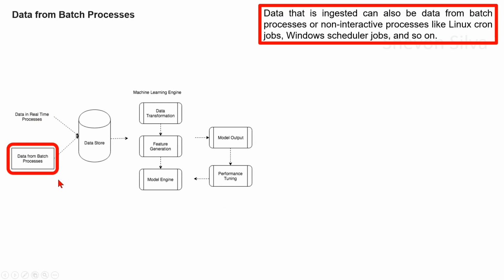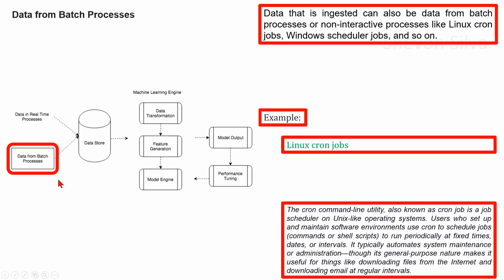Now we are focusing on data from batch processes. Data that is ingested can also be data from batch processes or non-interactive processes like Linux cron jobs, Windows scheduler jobs, and so on. As an example, we can consider Linux cron jobs.